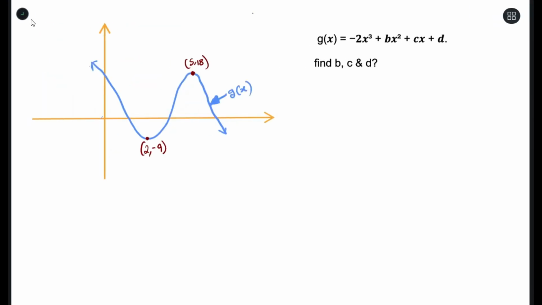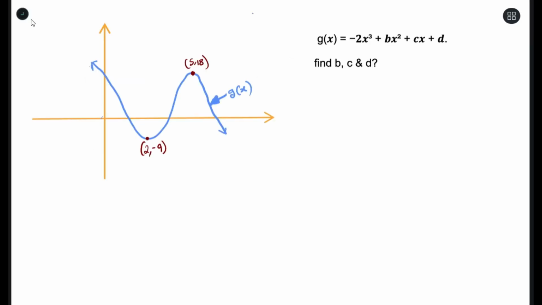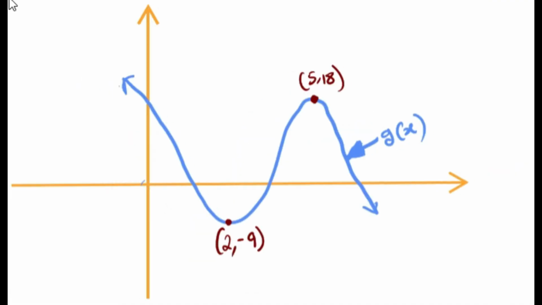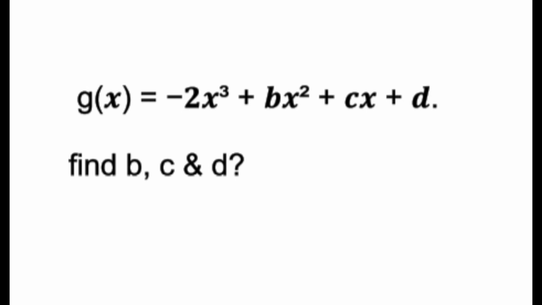Now this question gives us the equation of g(x), which is negative 2x cubed plus bx squared plus cx plus d. We're also given the graph of g(x), and on the graph we can see two turning points. The first turning point is (2, -9), while the second turning point is (5, 18). The question asks us to find b, c, and d.